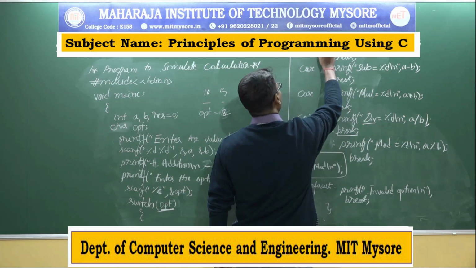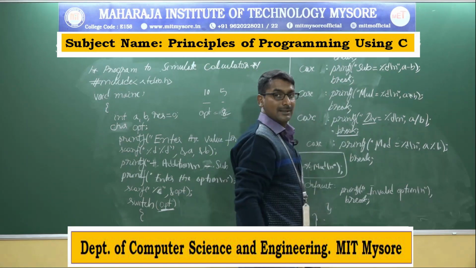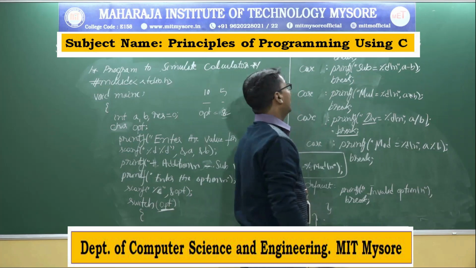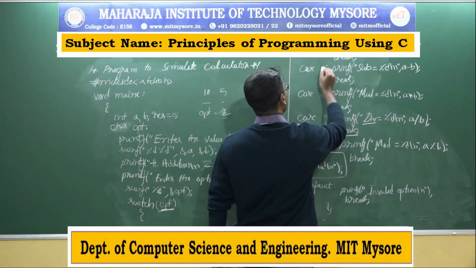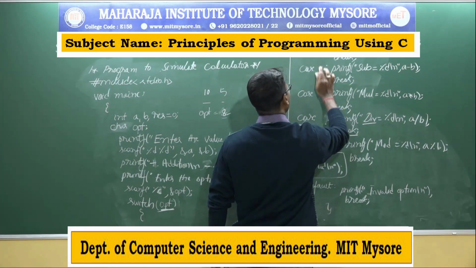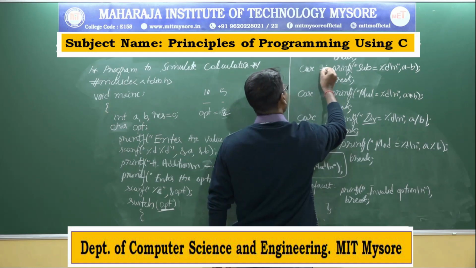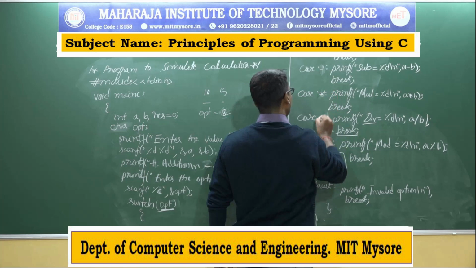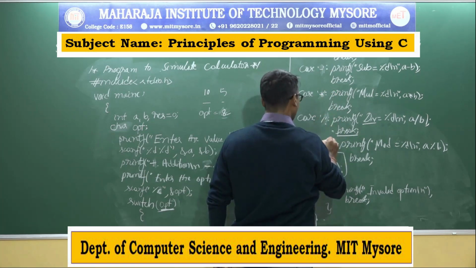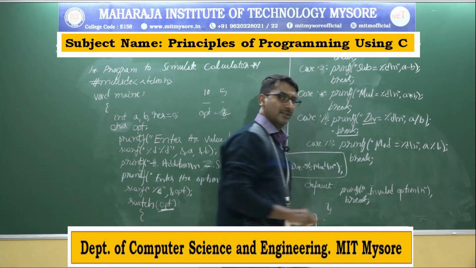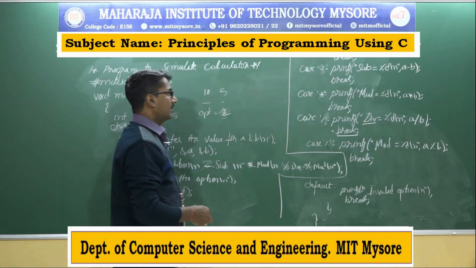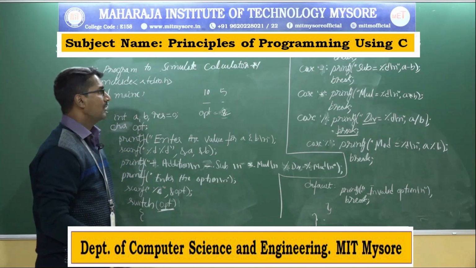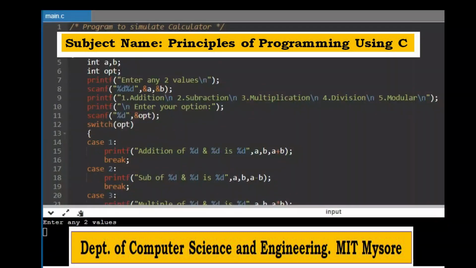Within single quotes, the case labels must be within single quotes. So the first case is plus, the second case is minus, the third case is star, the fourth case is division, the fifth case is modulus. All the operators must be present within a pair of single quotes.